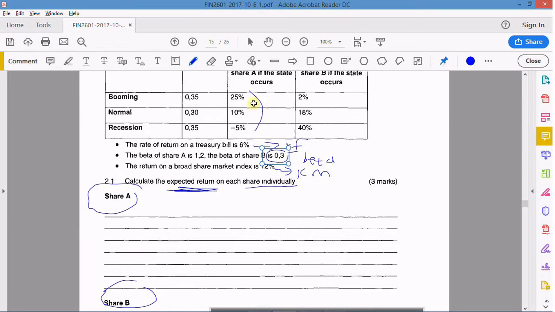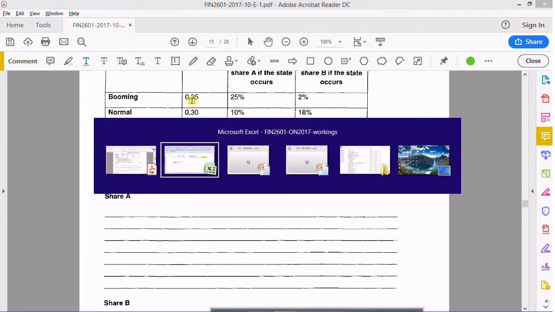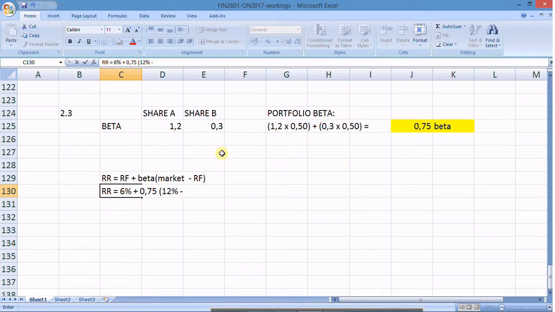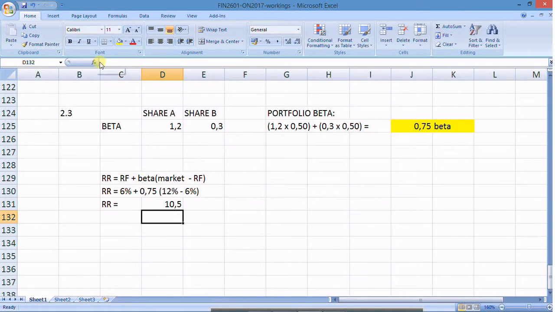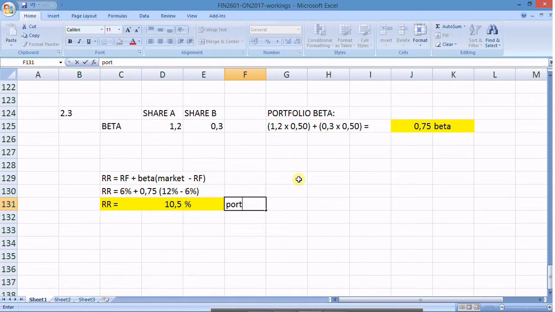Market index return is, oh, I wrote over that. I can't see it now. Let's just delete this. It's 12. Okay, so 12% minus risk-free 6%. Close brackets. So required return equals, let's work it out: 6 plus 0.75 times (12 minus 6), close brackets, equals 10.5%. Okay, that's the required return. So this is the portfolio required return. Make sense? Okay, so this is what the portfolio requires.